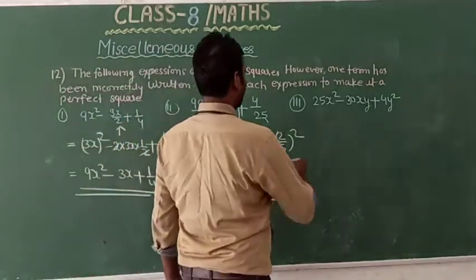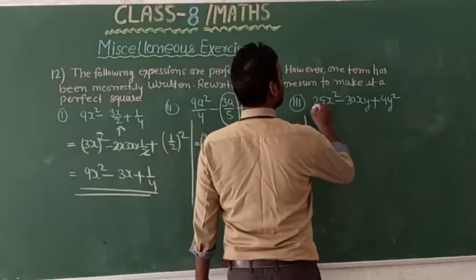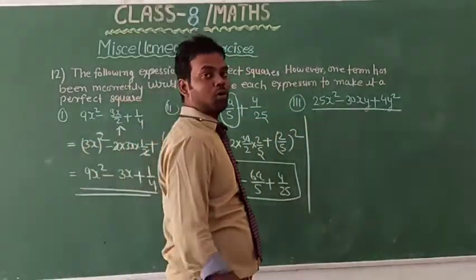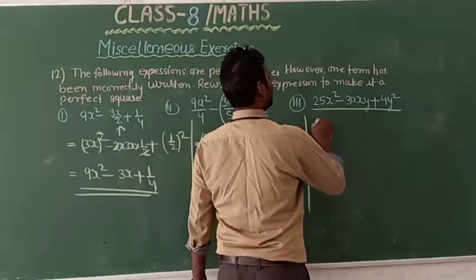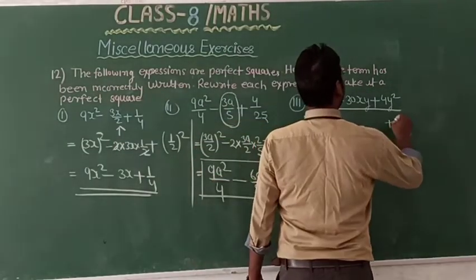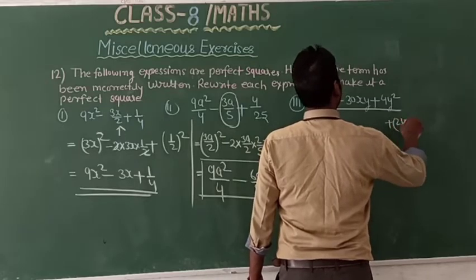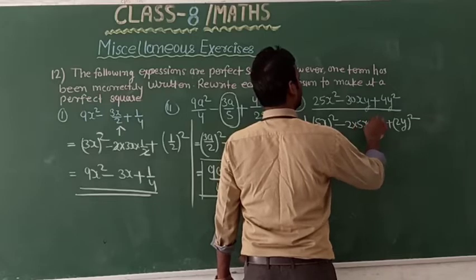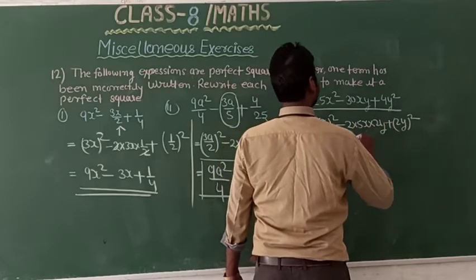Okay, now move to the third. This is 25x² minus 30x plus 4y². So this is written as (5x)² minus and plus (2y)². So this is the product of 5x into 2y.